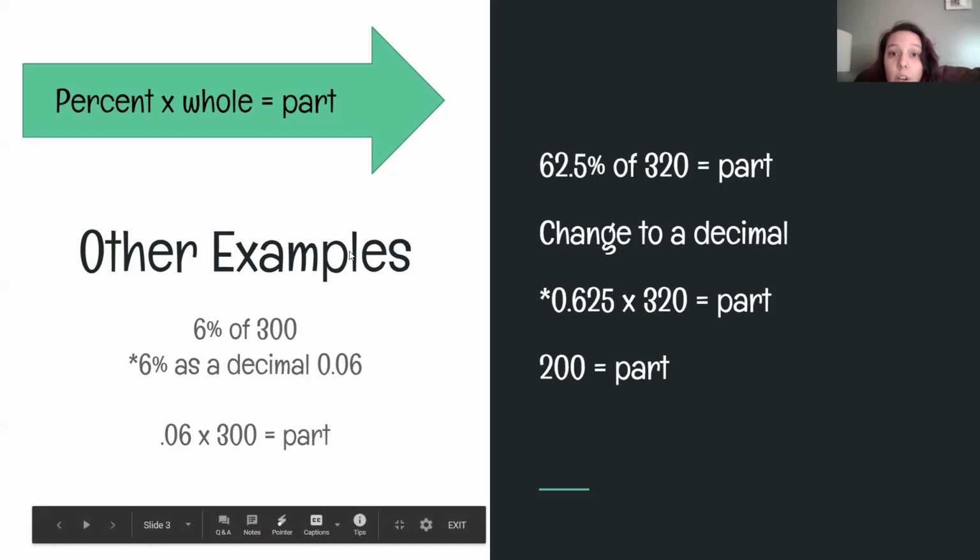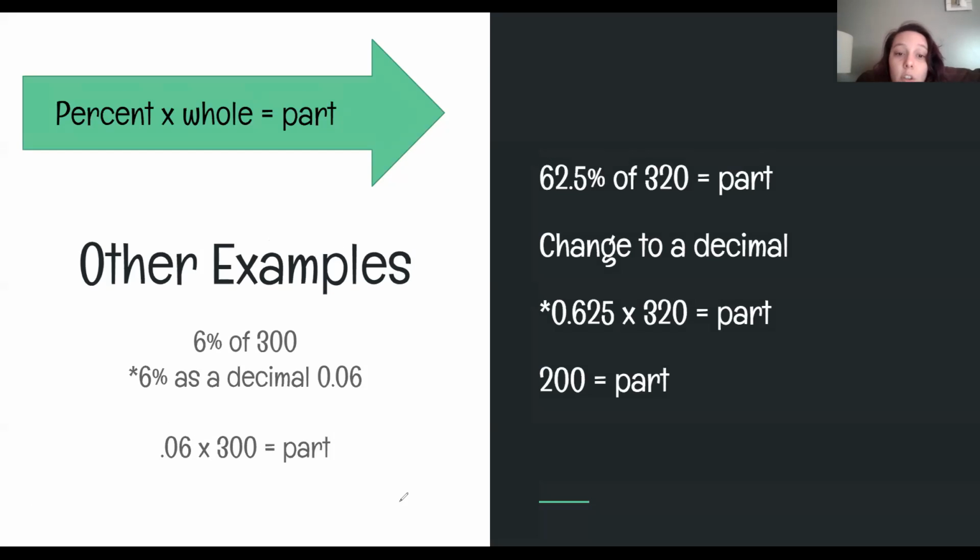Just a review of multiplying decimals. I know it's been a while since we've done that. So I would have 300 times 0.06. And then I'm just multiplying like normal. So 6 times 0 is 0. 6 times 0 again is 0. 6 times 3 is 18. Then the second row, since I have zeros, I would just be getting zeros.